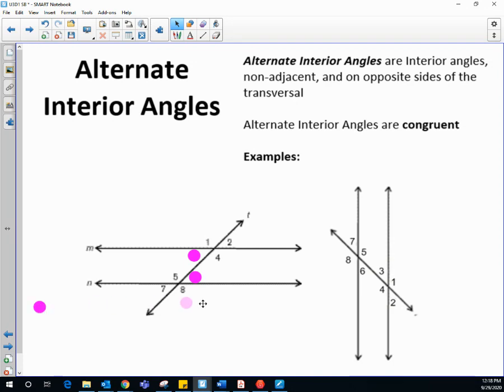Okay. And in this form, even when it's separated, can do the same way. So if I start with angle 3, I need an angle that's on the alternate side of the transversal. So I come to the other side of the transversal. Can't be the one that's next to it. And this is the only other one that would be inside. So again, those are alternate interior angles.